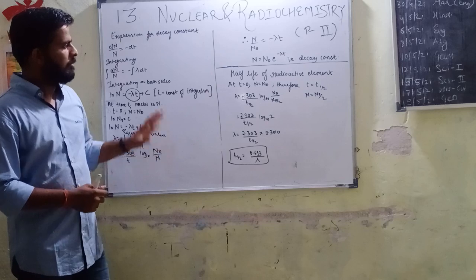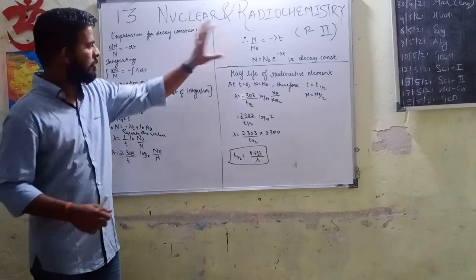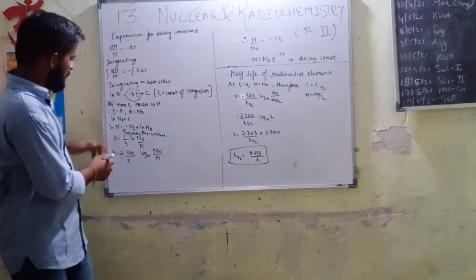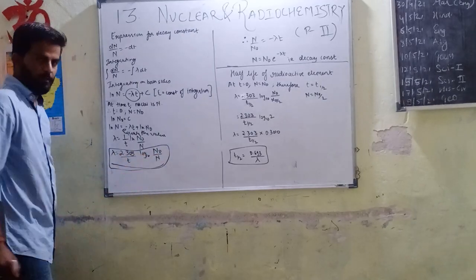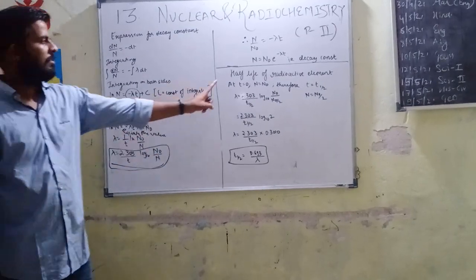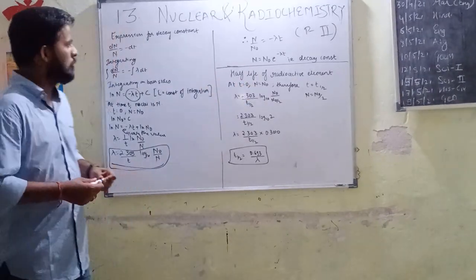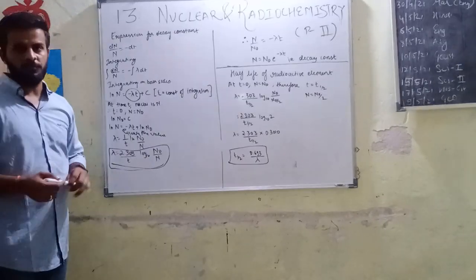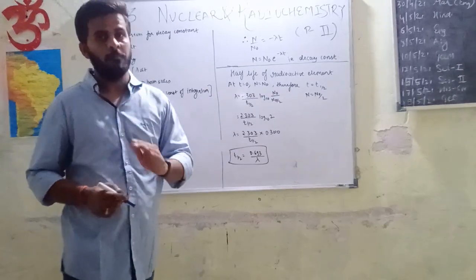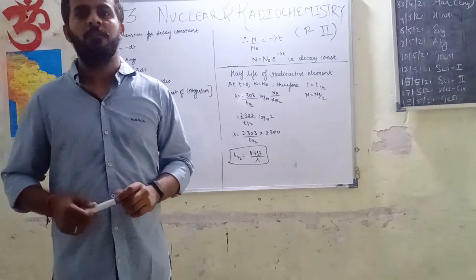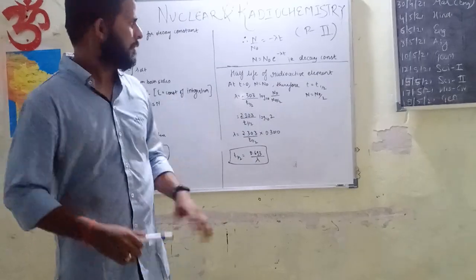Okay. Now, the next point is related to this equation for lambda, which is known as half-life. We know this equation is for a particular time. But what happens if the time is directly reduced to half?